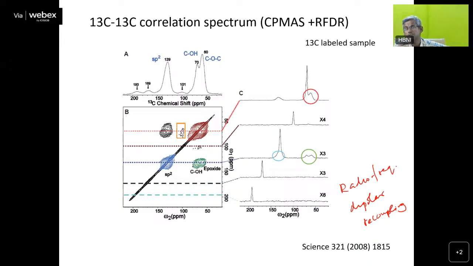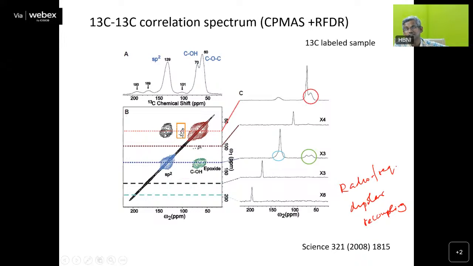This recouples the dipole-dipole interaction, and in addition to the diagonal peaks, you see here, these are the diagonal peaks. This diagonal peak overlaps because there is a C-OH group, hydroxy carbon, as well as an epoxy carbon. And there is an sp2 carbon. The sp2 carbon peak is less intense, whereas this is more intense. But an interesting thing is that the epoxide peak is correlated to the sp2 peak. The epoxide peak or the hydroxy peak is correlated to the sp2 peak.